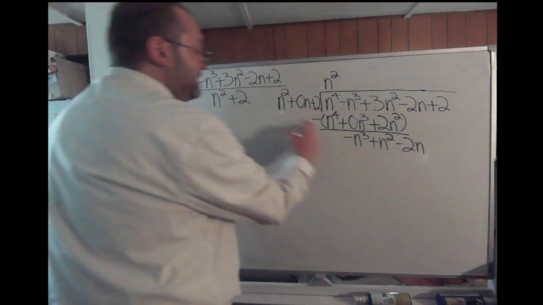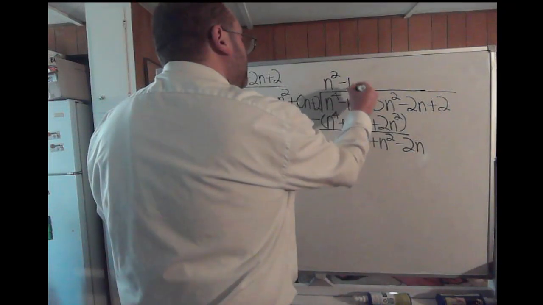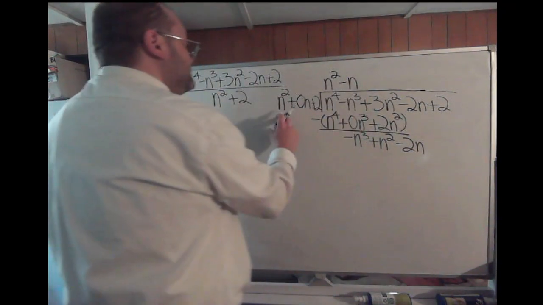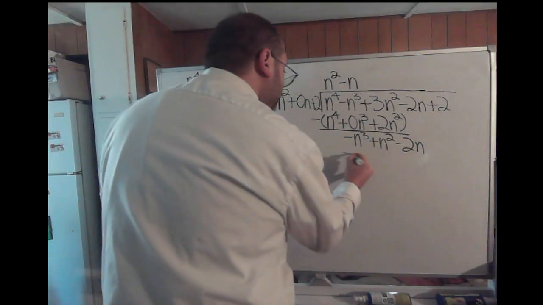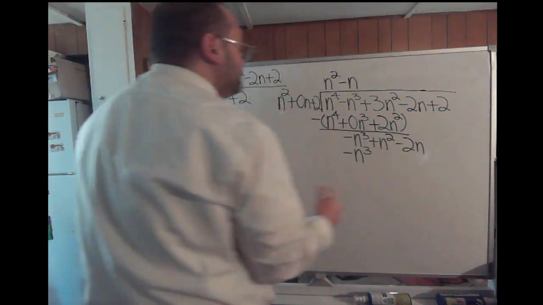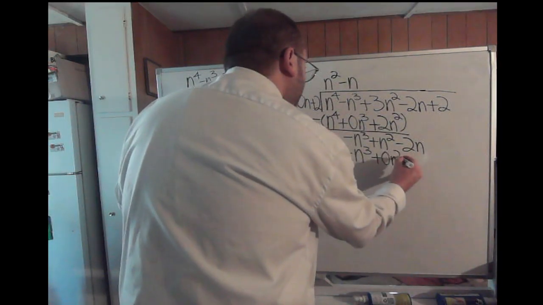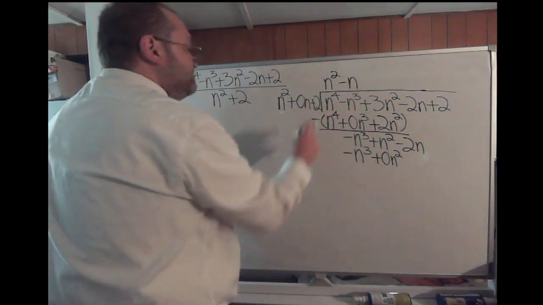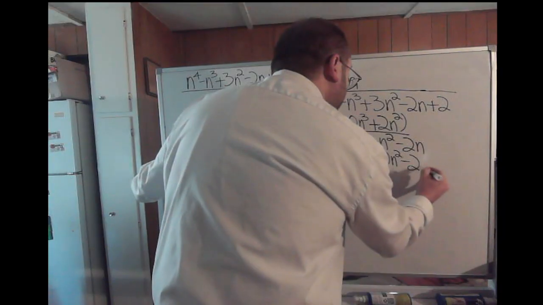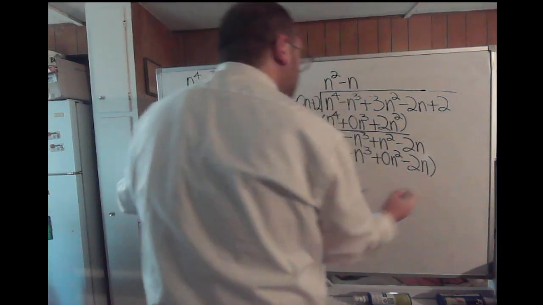Now n to the second times what equals negative n to the third? Well, that'd be negative n. Negative n times n to the second, that'd be negative n to the third. Negative n times 0n, that would be 0n squared. Then negative n times 2, that'd be negative 2n. Now you subtract the whole quantity of what you just got.